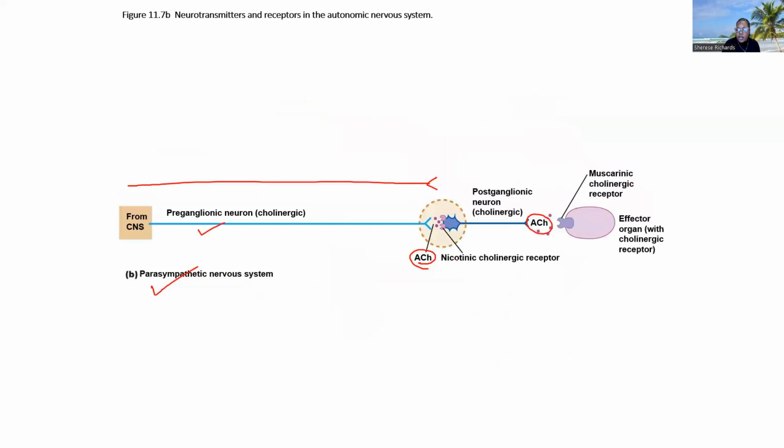On the postganglionic neuron, we have these fast nicotinic receptors. When we get to the effector tissue in question, we have a muscarinic receptor. Although it's also cholinergic, this is still going to be a slow receptor, again, because we have a more tissue-specific slow response taking place on the effector tissue to bring about the effect that is required for that tissue.